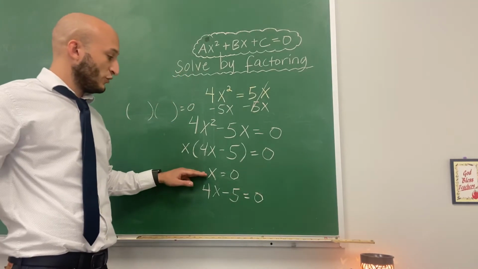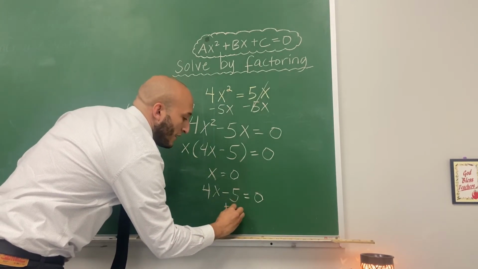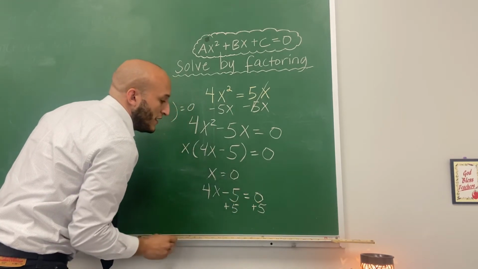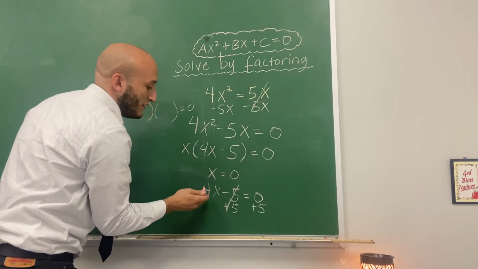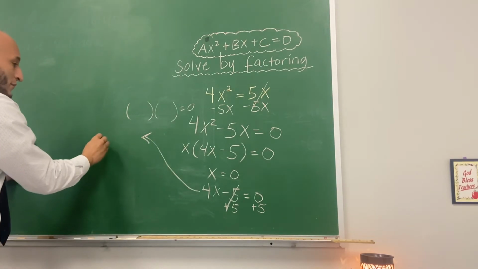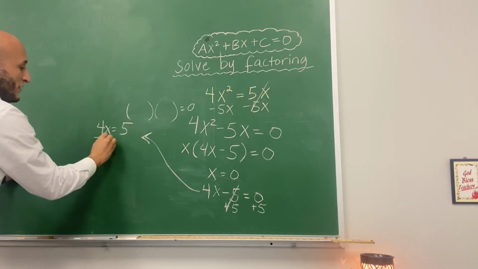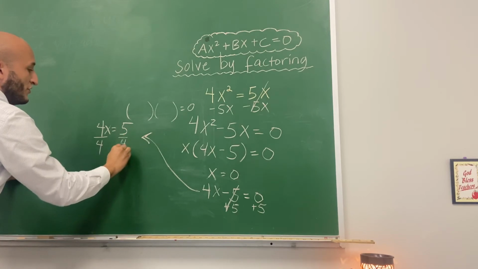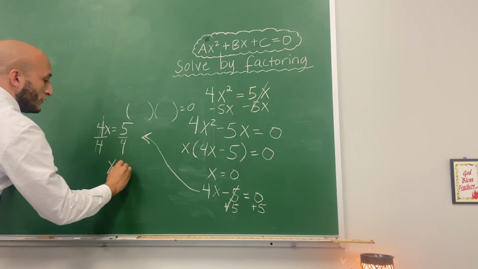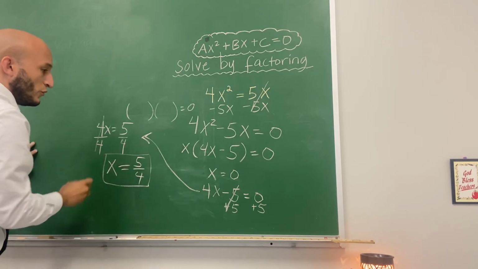Well, I know that one of my solutions is going to be x equals 0. This one, I'm going to move the 5 and move everything to the right side. So add 5 to both sides, and then I will divide by the 4. I'm left with 4x equals a positive 5. I'm going to divide by 4 to just have 1x. So x equals 5 over 4. So these two would be your solutions.